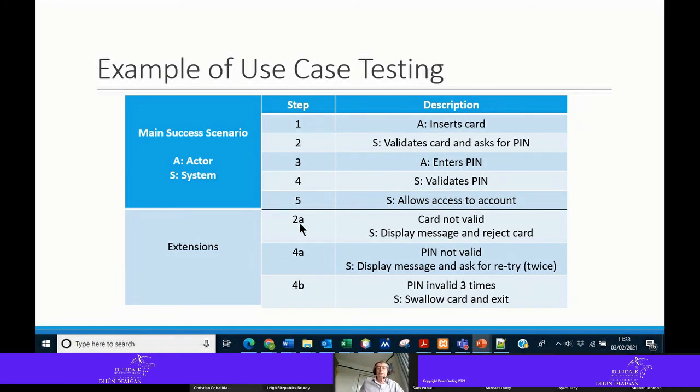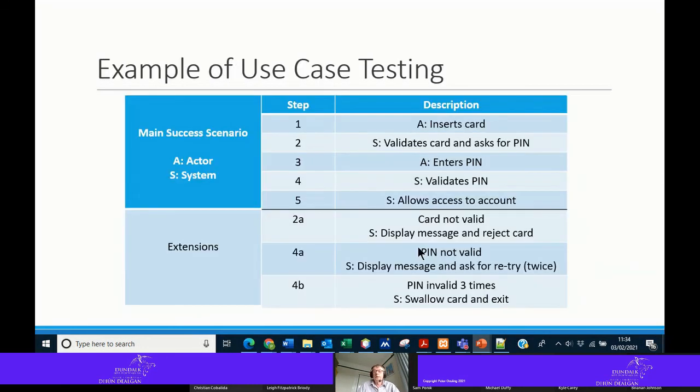So the extensions would be 2A. Here A is actor and S is system, the actor being the person, the tester. 2A, card not valid, S displays message and rejects card. 4A, S validates PIN, PIN not valid, S displays message and asks for retry twice. And then 4B, PIN invalid 3 times, S swallows card and exits.